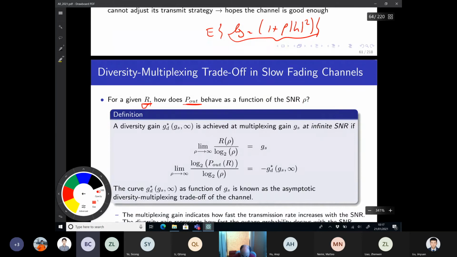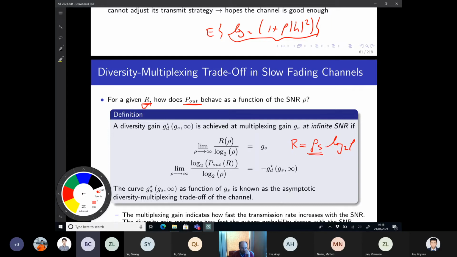So let me write R as the following. In the high SNR regime, I will write R simply as GS, which I call multiplexing gain, multiplied by log2 rho. So GS is the pre-log factor of the SNR in dB. And what it says is that if I increase GS, it means that my rate at which I want to transmit will increase faster with my long-term SNR, right?